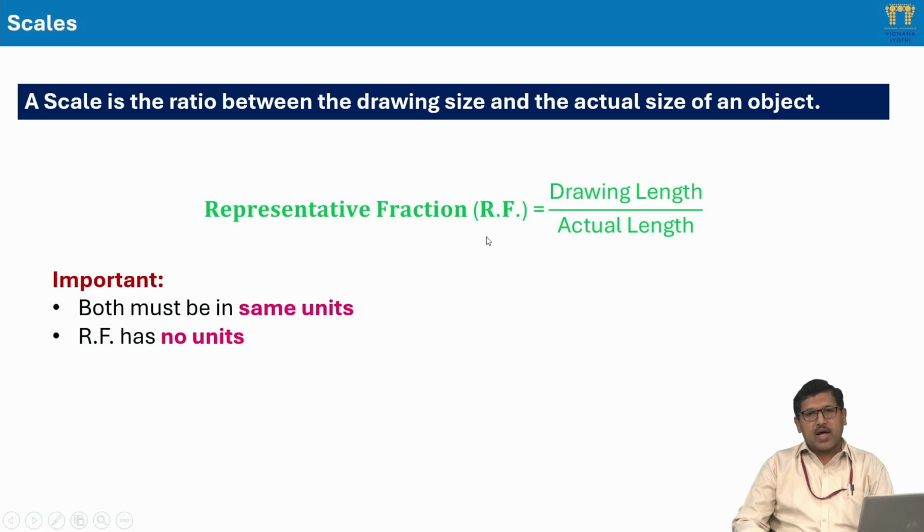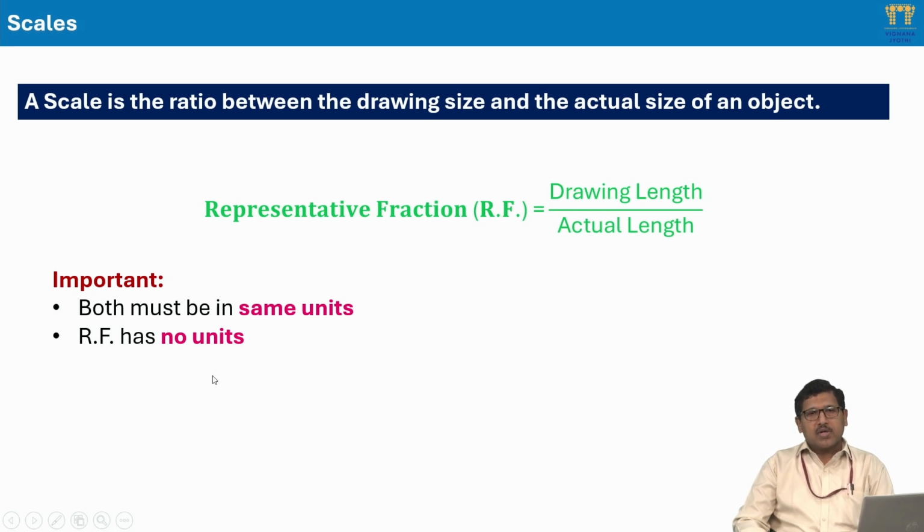So this representative fraction is given by the length on the drawing divided by the actual length of the object. That means whatever is the actual or the original length of the object, that we will write in the denominator, and the value that we are going to make use of on paper will be shown in the numerator. The ratio between these is called representative fraction.